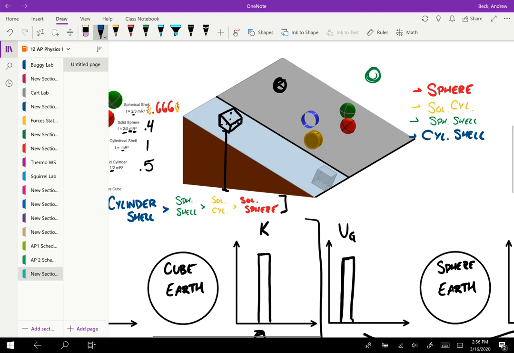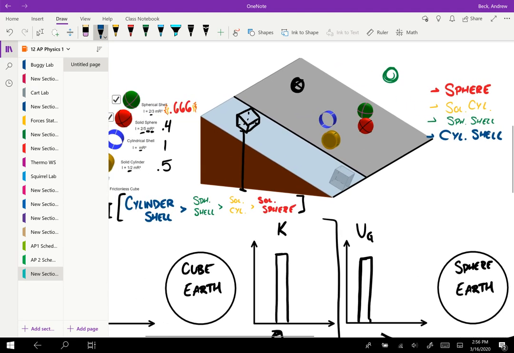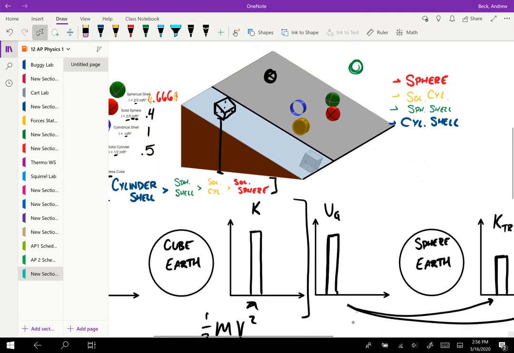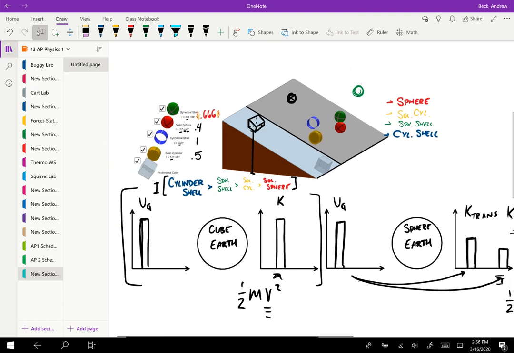So we notice a trend. Looks like we can say the greater the moment of inertia, the slower they're going. So if I is greater, it looks like our v is less. It looks like they have less kinetic energy. They're reaching the bottom of the hill in a longer amount of time. We said in this first case, the cube was getting all translational kinetic energy. So that was all going to the velocity, and that made it move quicker.